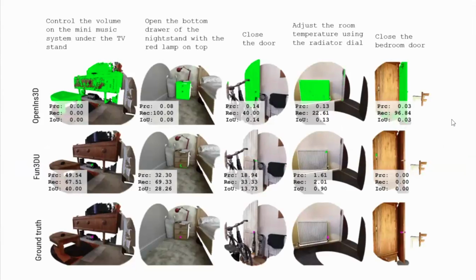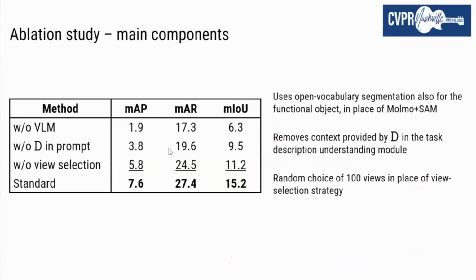For example, in the rightmost column, the prompt is "close the bedroom door," and there is a door and an object next to it which looks very similar to a door, a wooden closet. In our case, our method is actually segmenting the wrong one. But in general, compared to other methods, and here I'm showing OpenInst3D, which is the best one, we can get the functional object with quite a good degree of accuracy.